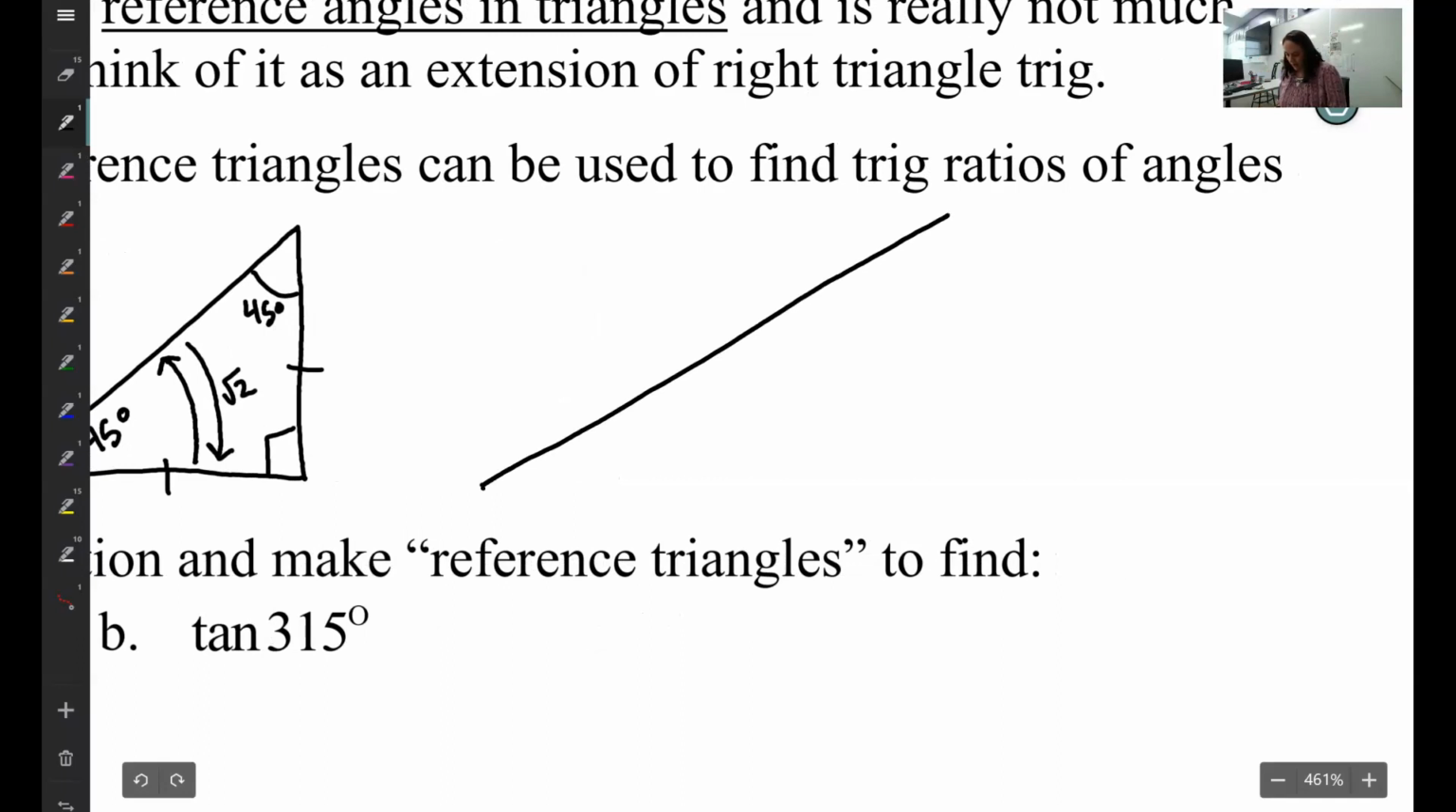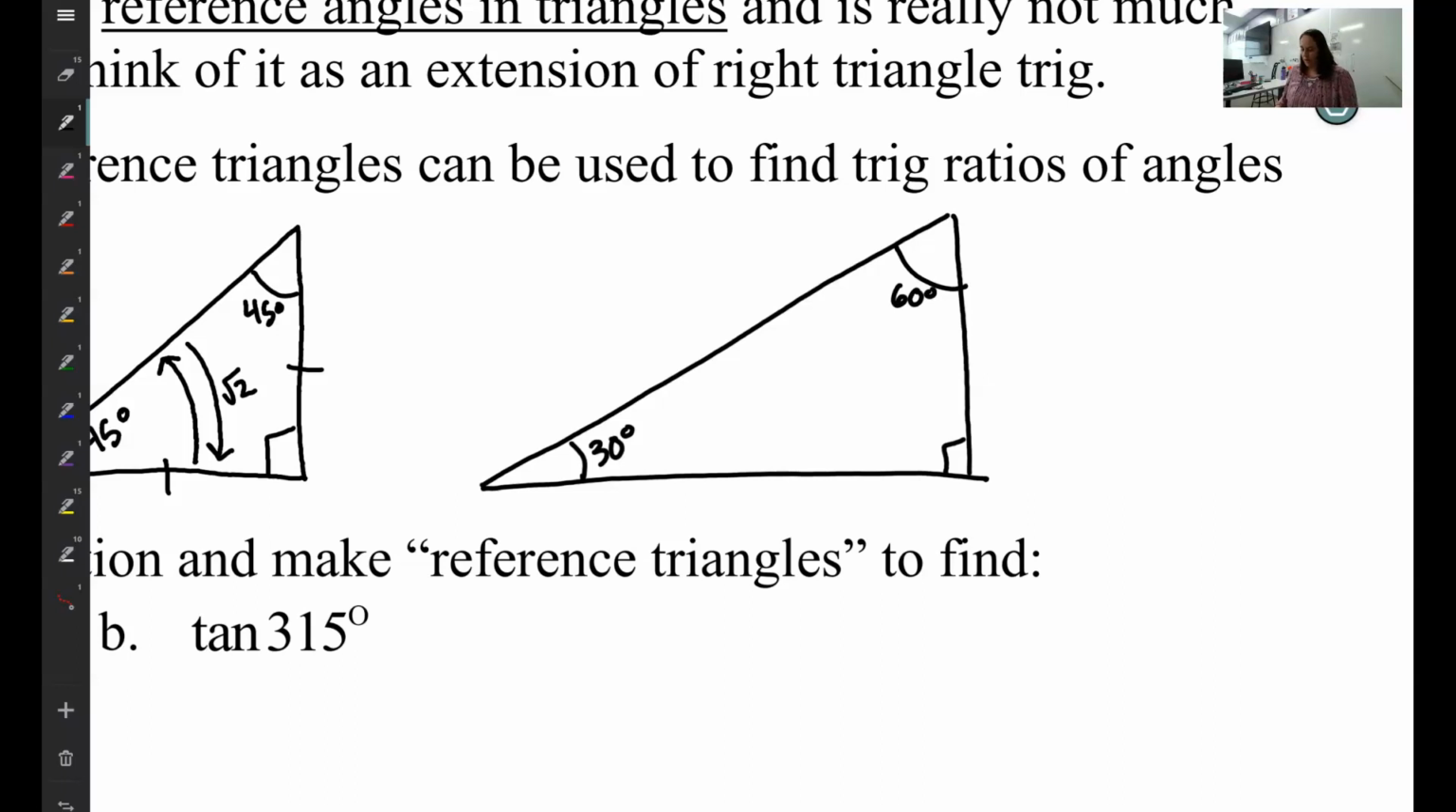Next one is our 30, 60, 90. 30 degrees. This one has a couple different patterns you need to know. The first one is between these two sides. And the magic number for those ones is 2.